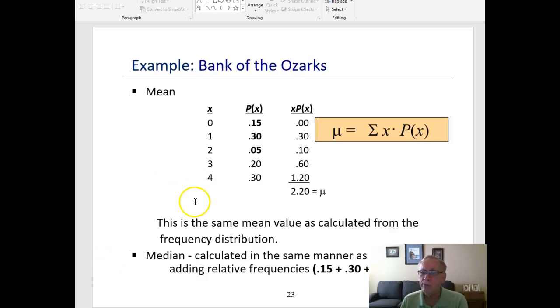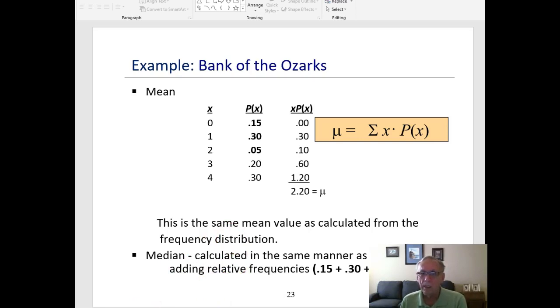The mean, how do we do that? Same as before. P times the f of x. Go through the formula. 2.2 is the mean, or in this case we call it the mu.